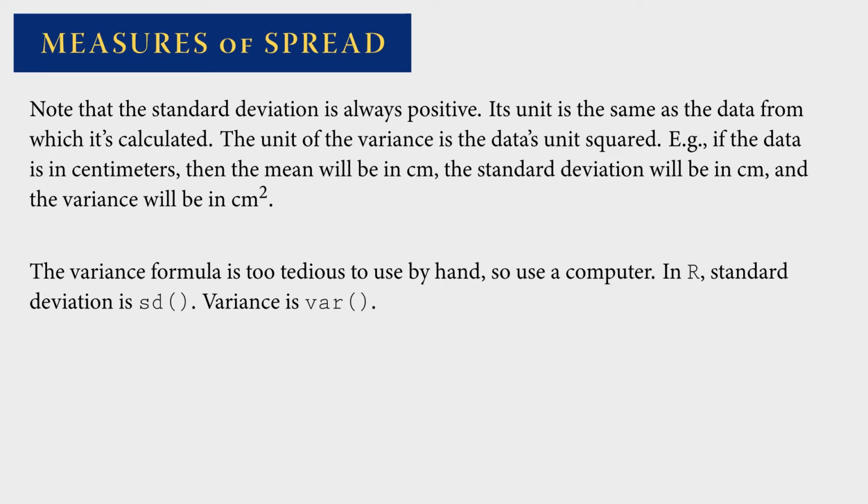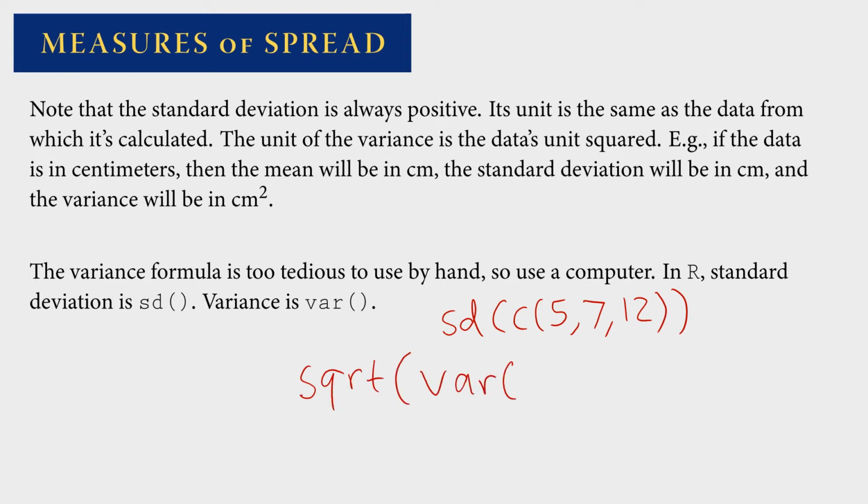Now, that was a lot of work for just three numbers, and it gets a lot more tedious when there are more. So we'll always use R to find these. In R, the commands are var and sd. To find the standard deviation of the previous set, you would enter sd(c(5, 7, 12)), remember this c notation. You could also do the square root of the variance of those numbers.